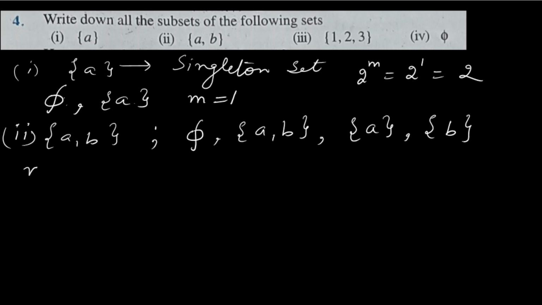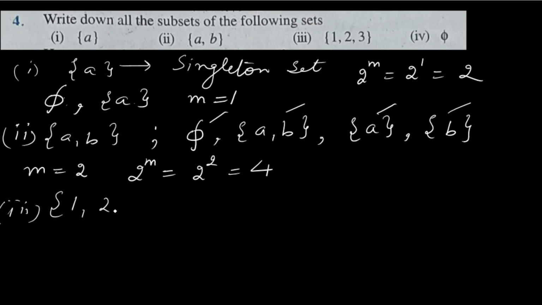Same way for this one, m is equal to 2 because this set has two elements. So that means the number of subsets is 2 raised to power m, which means 2 raised to power 2, which means 4. 2 into 2 is 4. So we can see we have 4 subsets: 1, 2, 3, 4.